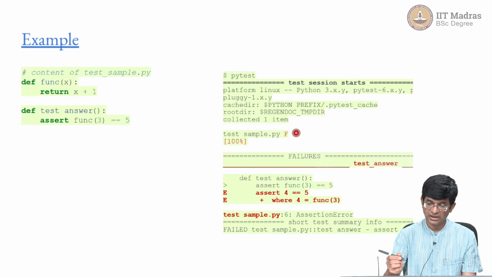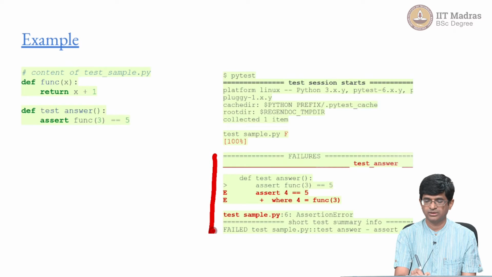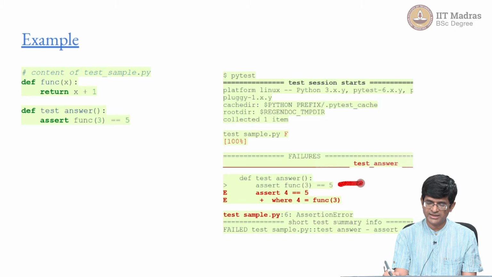Okay. The good part is it also gives you detailed information about the failure, right? So what exactly happened in this failure? It says that the assertion required that func of 3 should be equal to 5, but what happened in practice when I ran the code is that I got 4 on the left hand side, which is not equal to 5 on the right hand side, where 4 is equal to func of 3. So basically, where did this 4 come from? It's equal to func of 3, it's not equal to 5, therefore there was an error and it failed.